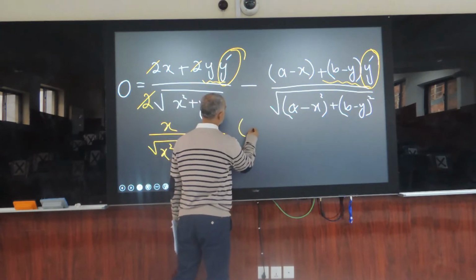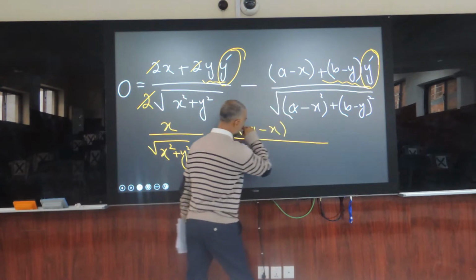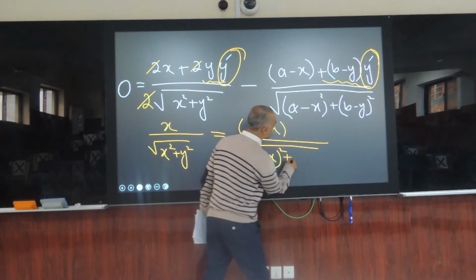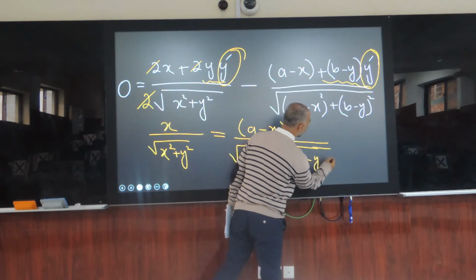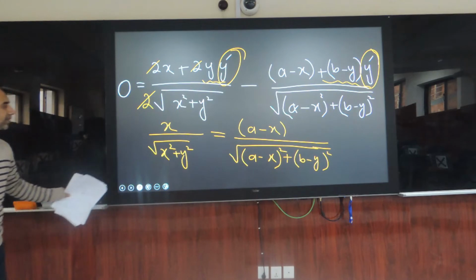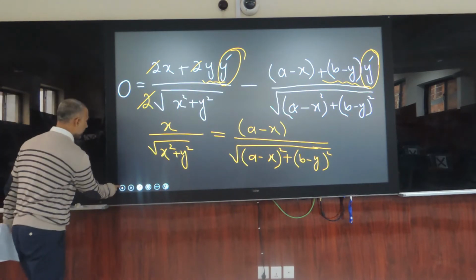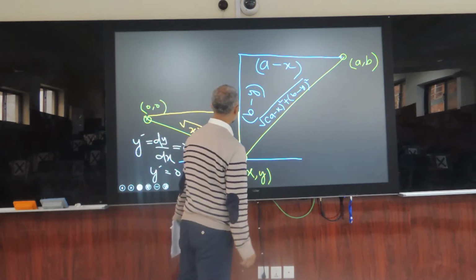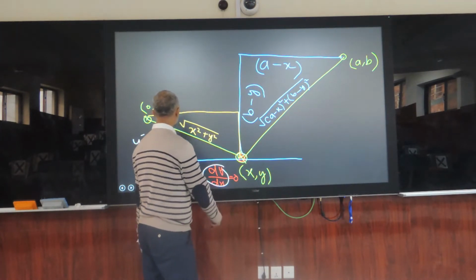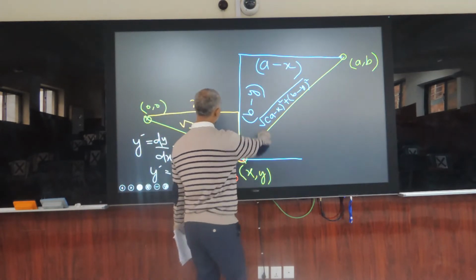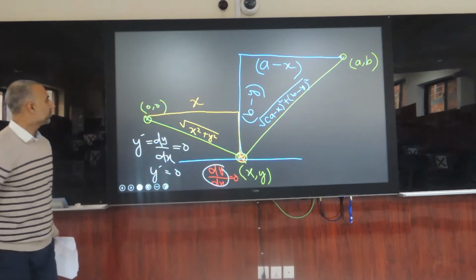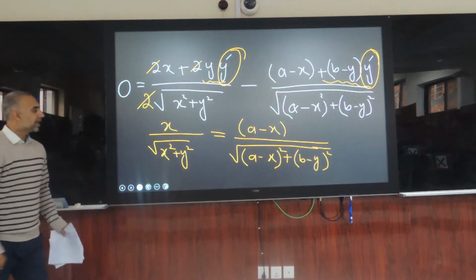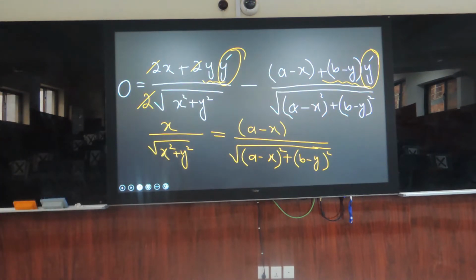So we will have a minus x in the numerator and, in the denominator, the square root of a minus x whole square plus b minus y whole square. Now see, this is the beauty of our system. Here is the x axis, and this one is a minus x. We can check the ratio, and this ratio on both sides is almost the same.